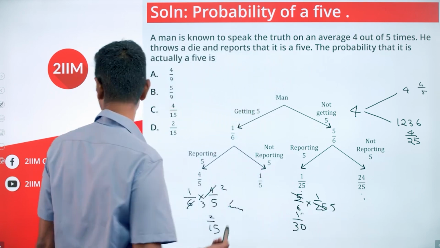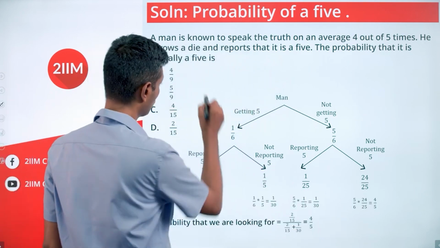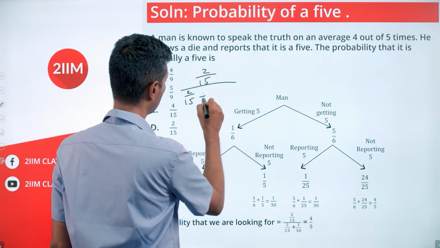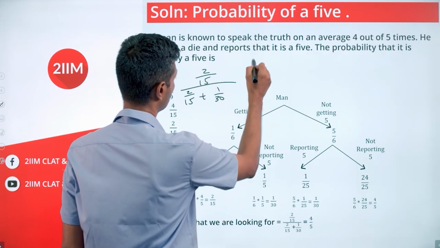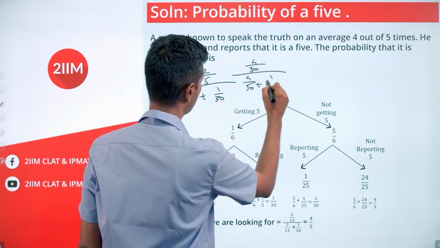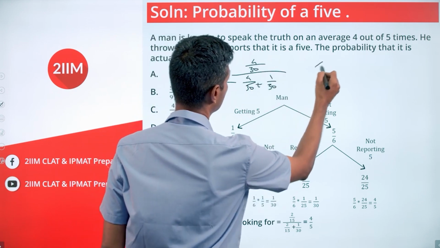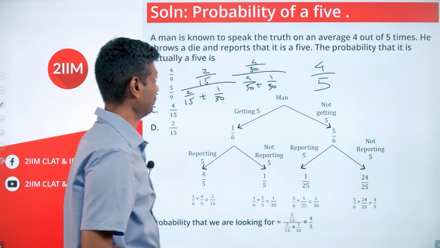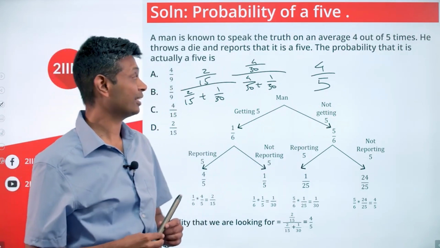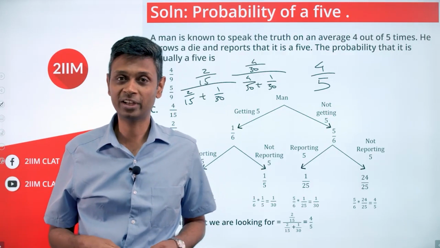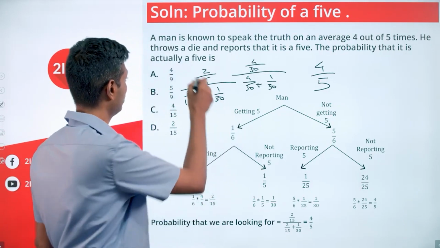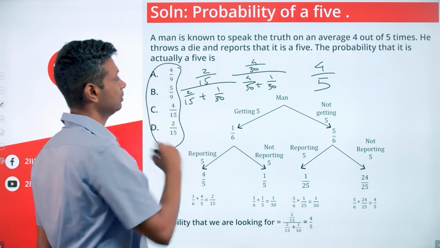And the final probability we have will be 2 by 15 divided by 2 by 15 plus 1 by 30, or 4 by 30 divided by 4 by 30 plus 1 by 30, 4 by 30 divided by 5 by 30, which is 4 by 5, which seems intuitively right. If he reports a 5, the probability there is actually a 5, he speaks truth 4 out of 5 times, it should be roughly in that ballpark. It's correct.